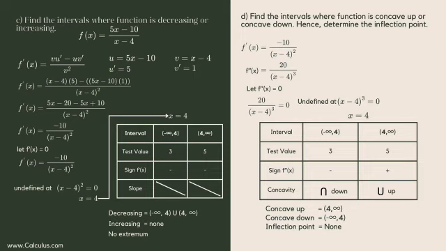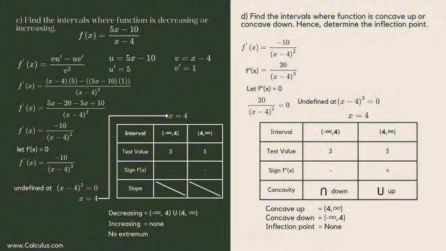Next you have to simplify the equation, and then you will get minus 10 over x minus 4, in brackets squared. After that, you let f prime of x equal to 0, and take the denominator, which is x minus 4 in brackets squared, equal to 0, and you will get x equal to 4. The next thing, you have to create the table. We have the interval on the top, the test value, the sign of f prime of x, and then the slope.